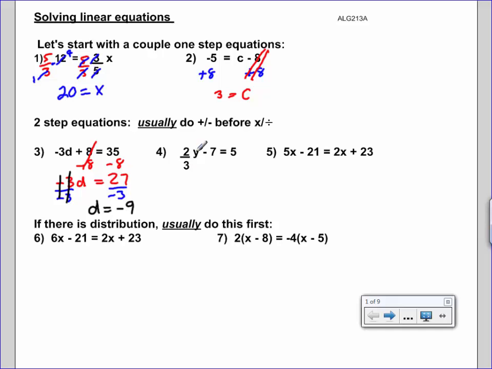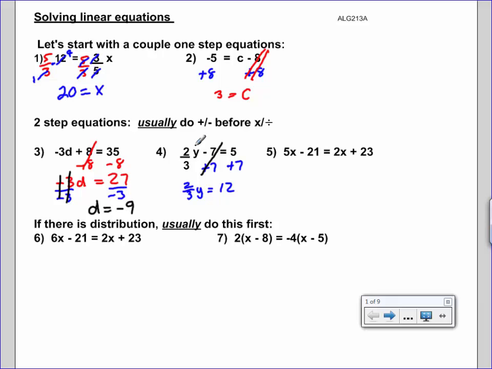Looking at the next problem. Again, we have a -7, so we're going to add 7 first before we multiply by 3/2. So let's go ahead and do that. +7, +7. So you now have 2/3 y equals 12.